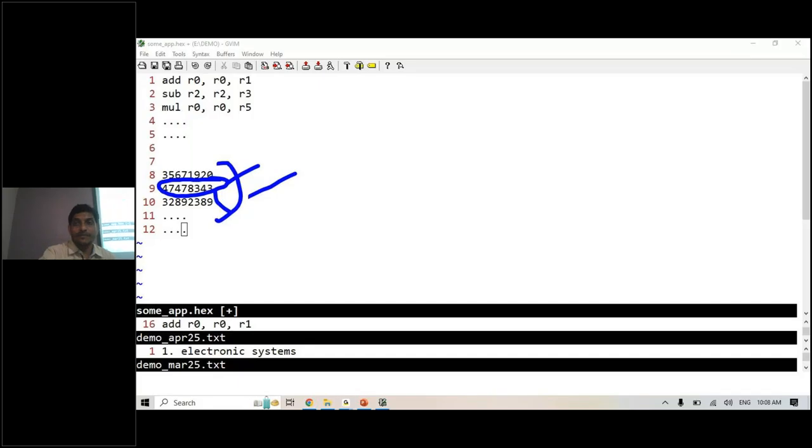So whenever my processor gets this opcode, it decodes that opcode and understands that I have to do a subtraction operation. Next, when it gets this code, it understands that I have to do a multiplication operation.